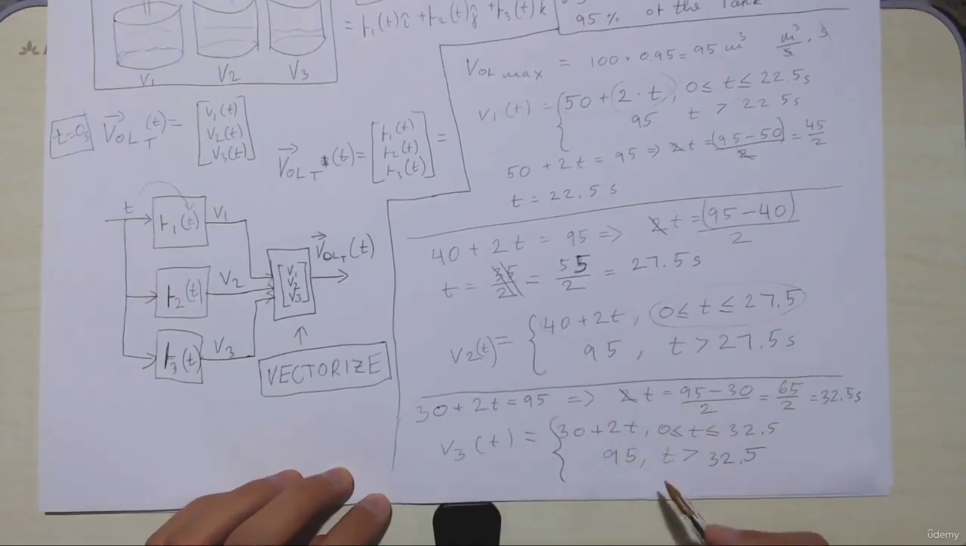So you see, now we are taking all the separate functions that we have been learning so far and we're combining them to describe the real system.